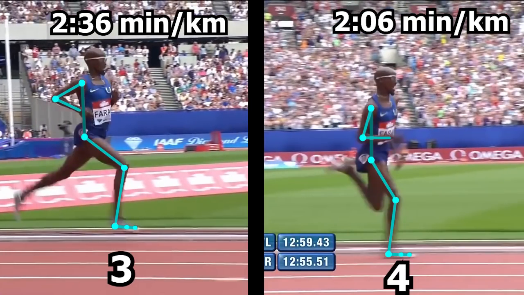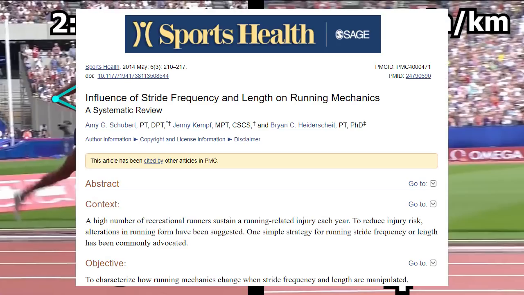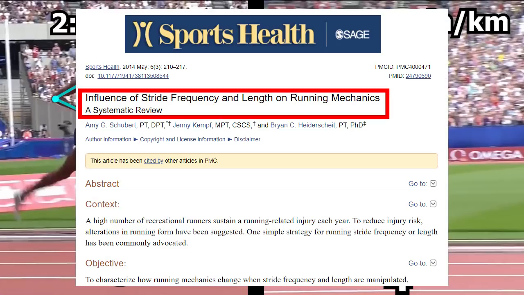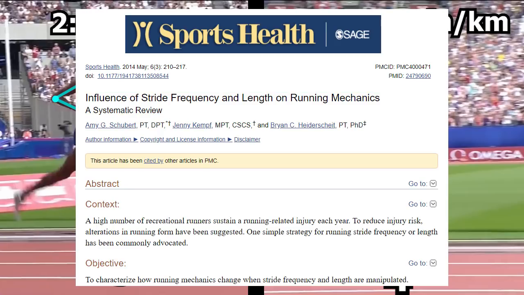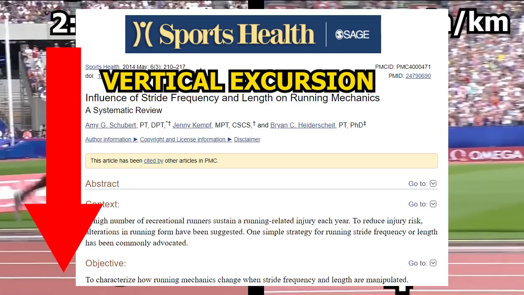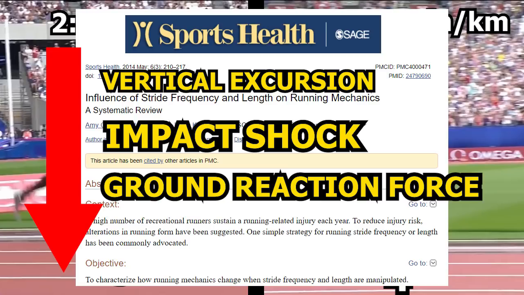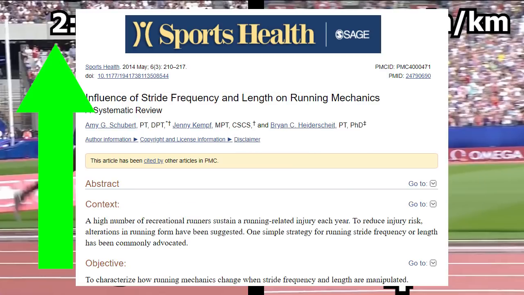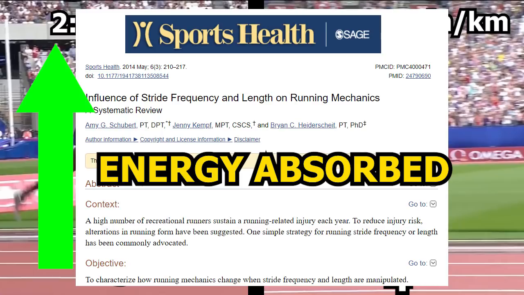Increasing stride frequency, or cadence, which simply means steps per minute, is something that most commonly occurs when we run faster. Actually, increasing cadence not only helps with speed, but it may also decrease risk of running injury. Based on a systematic review looking at the influence of stride frequency and length on running mechanics, findings suggest that increased cadence may decrease vertical excursion, aka excessive bouncing during running, impact shock, and ground reaction force, as well as increased energy absorbed in the hips, knees, and ankles.